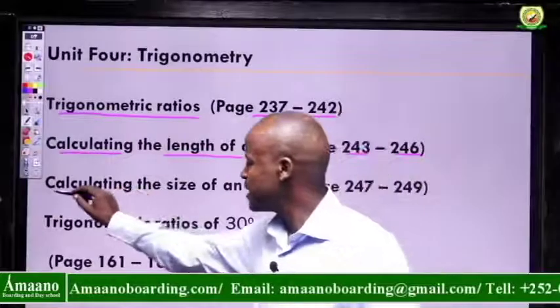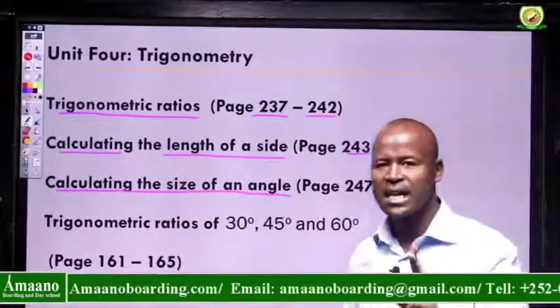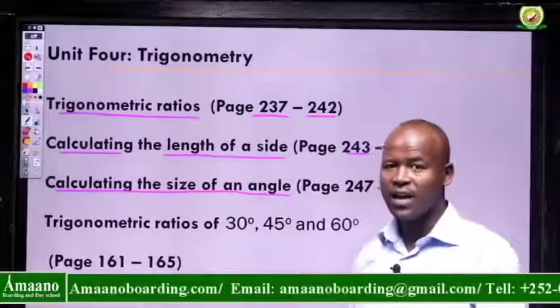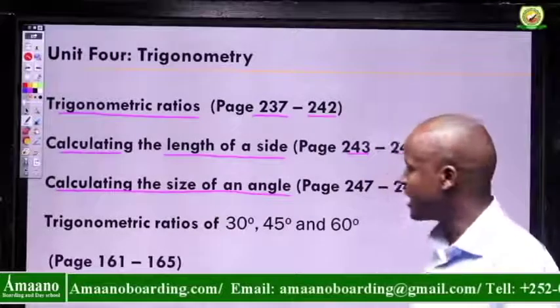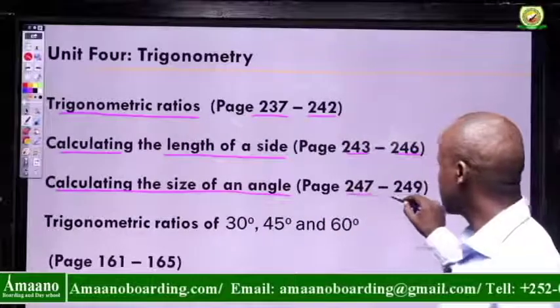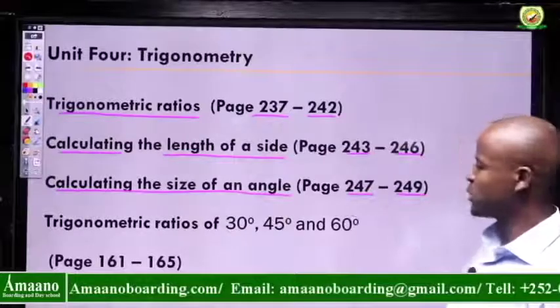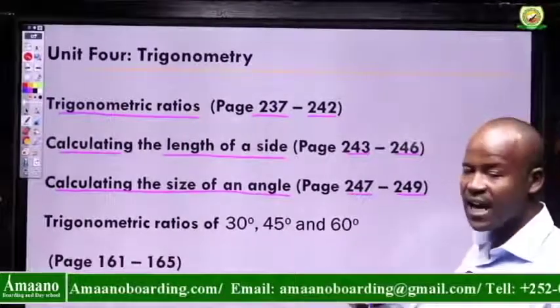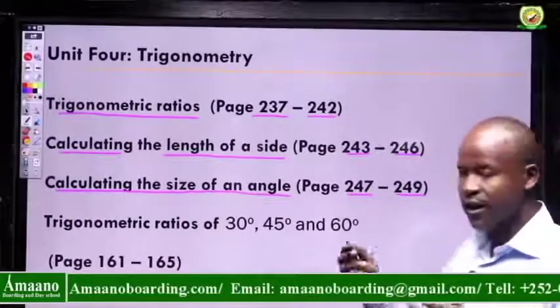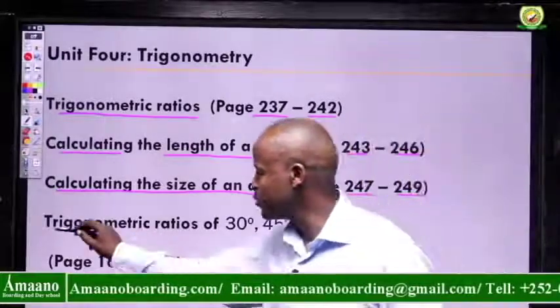The other part is calculating the size of an angle. If you have given two sides and an unknown angle, to find the degree measure of that angle, we apply the same one of the three trigonometric ratios. So you can find this part on your textbook from page 247 to 249. Read the notes and revise, do the examples plus the exercises given on your textbook.